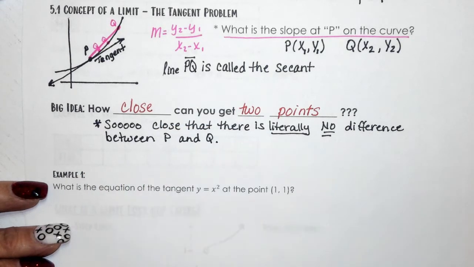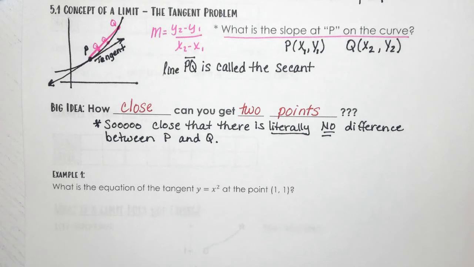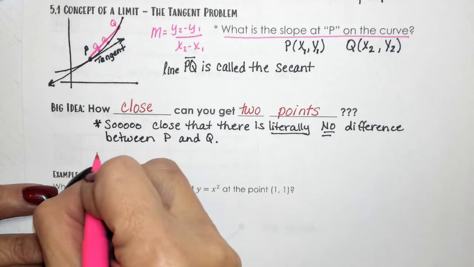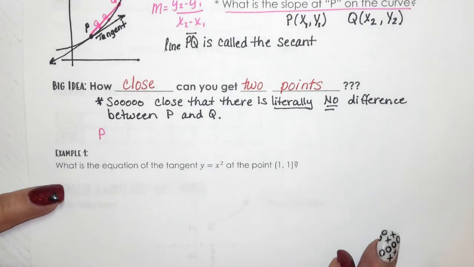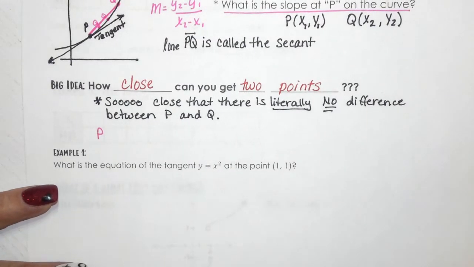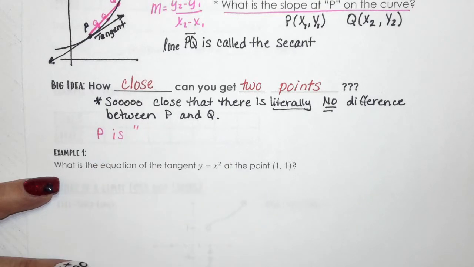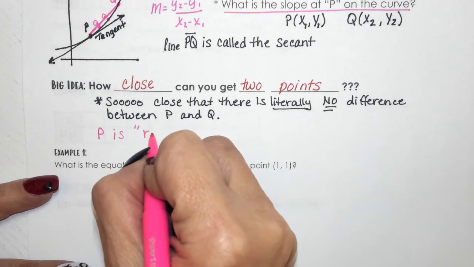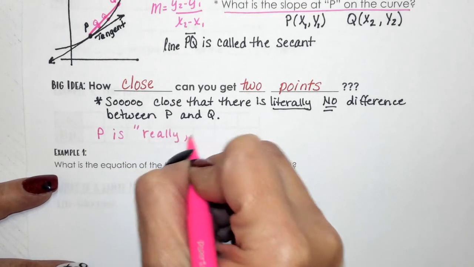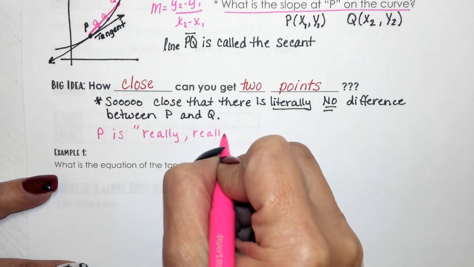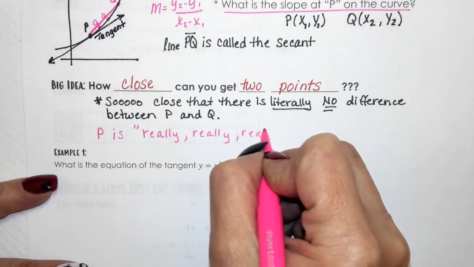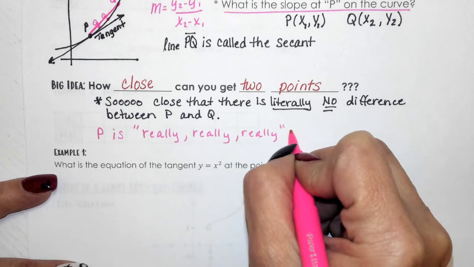There's literally no difference. And then we're going to say P is, and this is so funny, when I learned how to write this way, I was like, oh my gosh, that makes so much sense when we get to the next part. P is, now here's the non-math way to write this. P is really, really close.